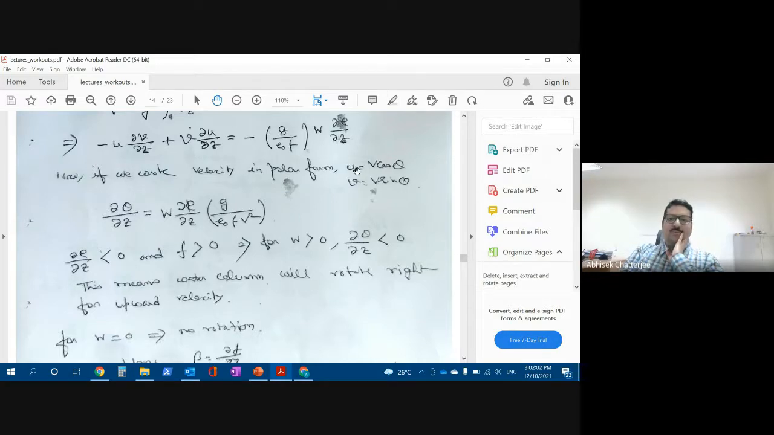We have to take u equals capital V, which is the magnitude of the current, cos theta, and v equals capital V, the magnitude of the current, sin theta. Now put u equals V cos theta and v equals V sin theta into this equation, and you should have this. Just try that. Where V is constant, you have to take the derivative with respect to theta only.